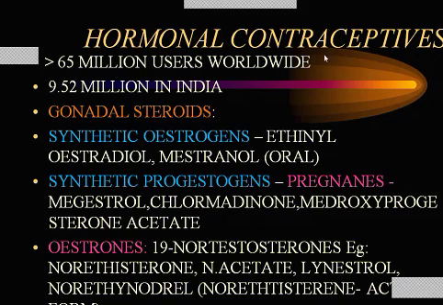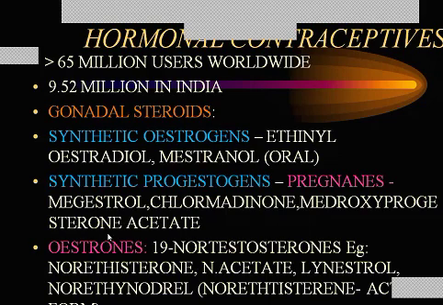These hormonal contraceptives are very effective in preventing pregnancy, and oral contraceptive pills are 100% effective in preventing pregnancy. And these are the ideal contraceptives for spacing between children. Worldwide, about 65 million users are there. Among them, 9.52 million people are in India using these contraceptives.